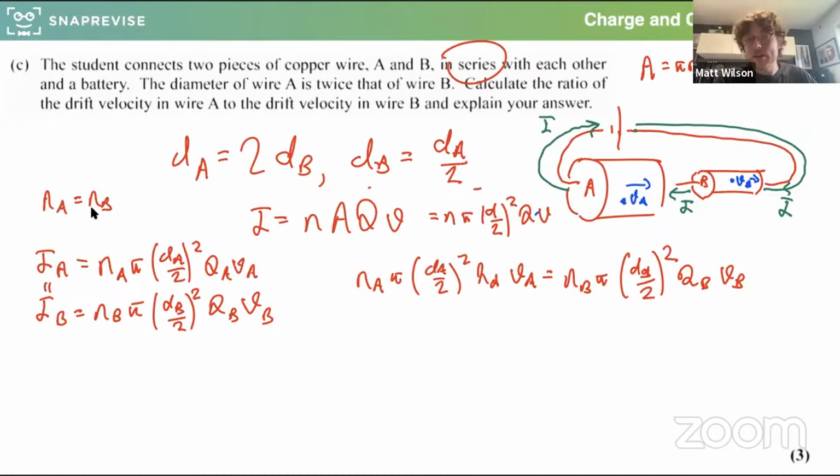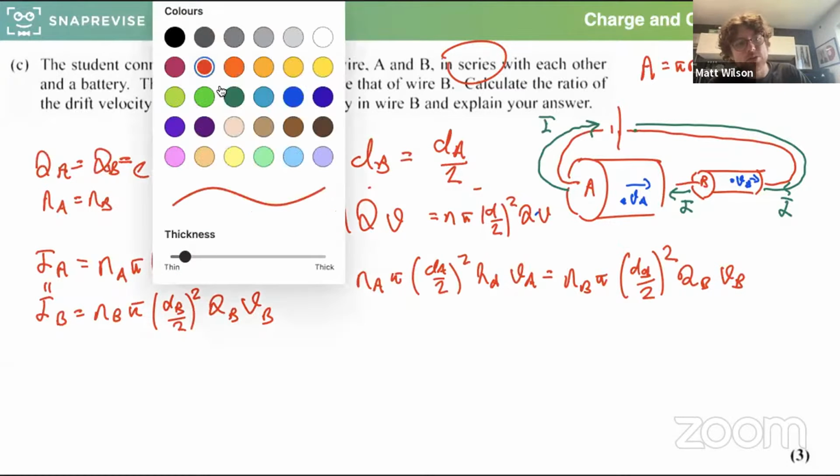Good. And the kinds of charges that carry current are going to be the same in both wires because they're both made of the same material again. In this case, QA equals QB. And it's just electrons in copper. It's just a conducting metal. So this is E anyway.